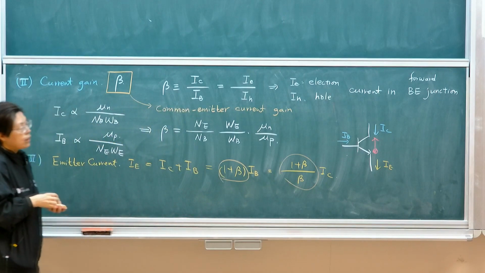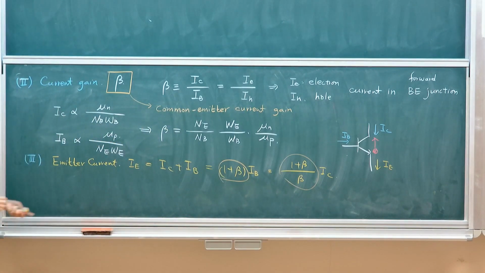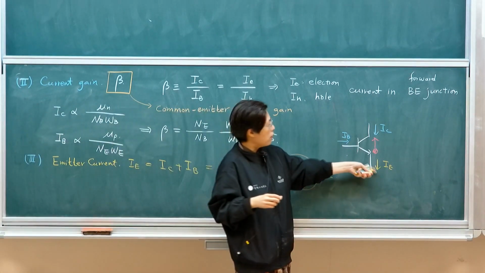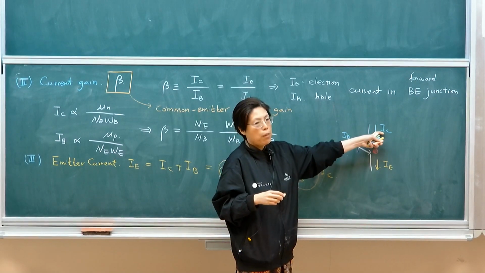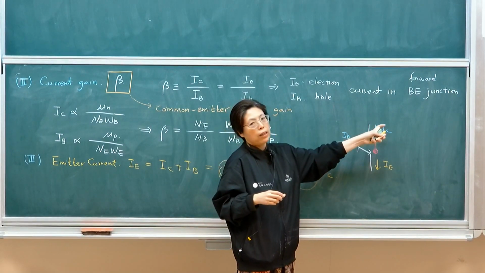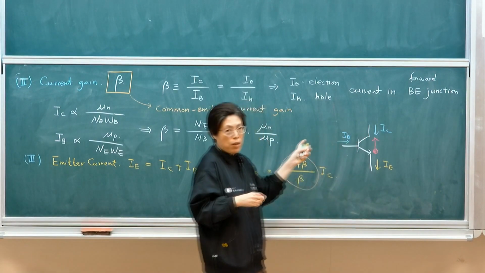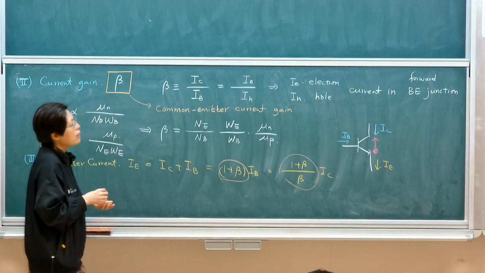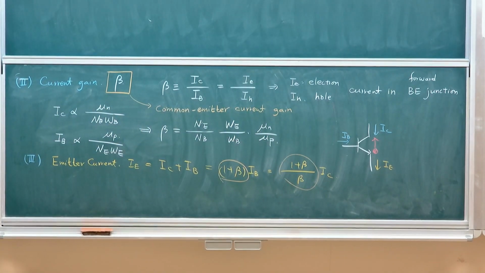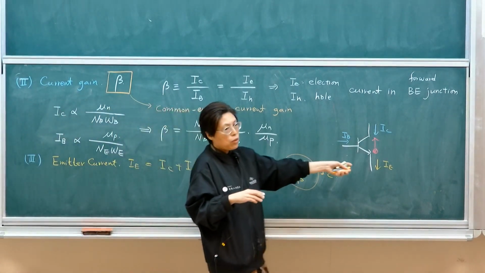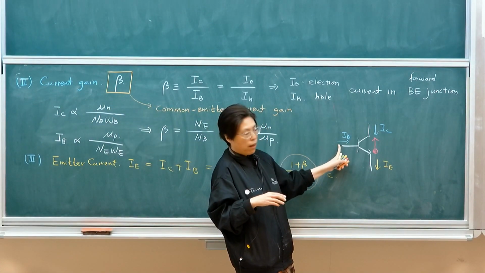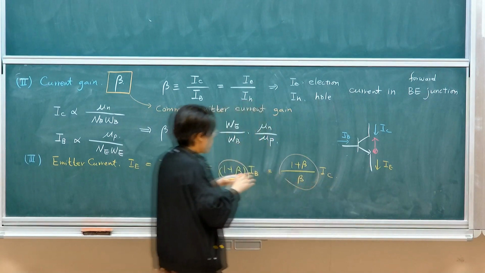The reason why it's called common emitter current gain is that if I put this to ground, this will be my input, this will be my output. So input and output will be defined by the input-output current ratio, which is IC over IB. Another way of doing this is treating the emitter as my input, putting this to ground, and this would then be my input.